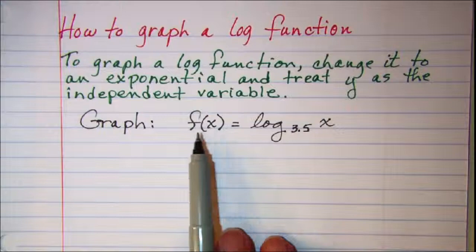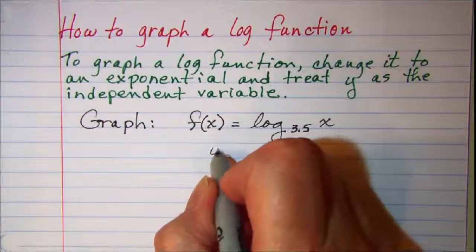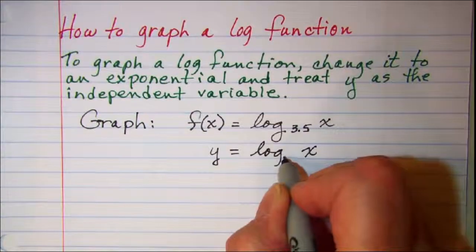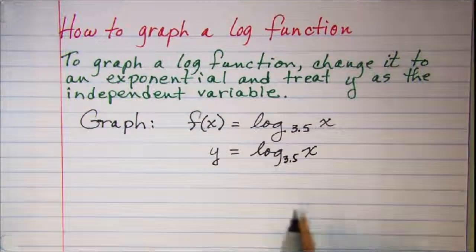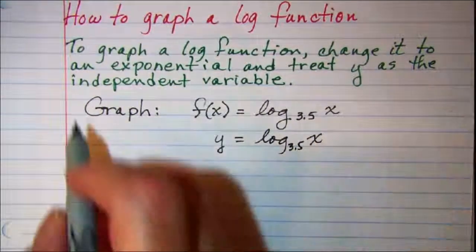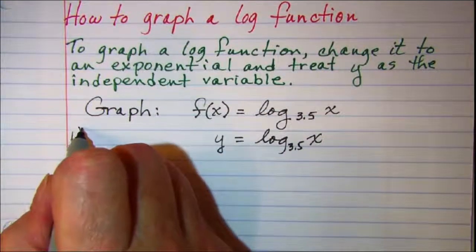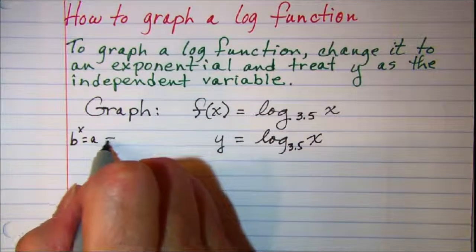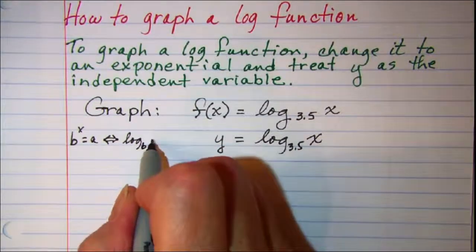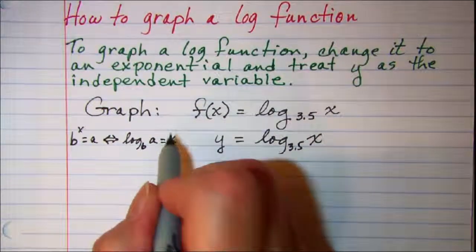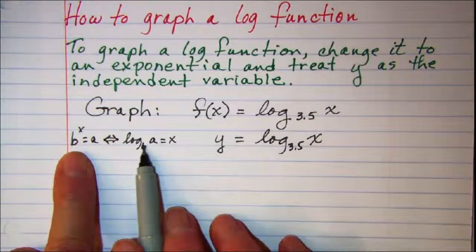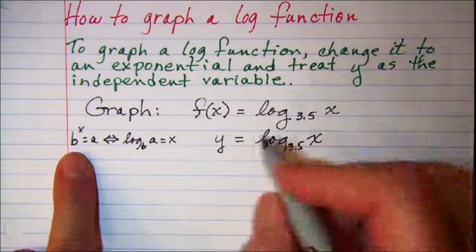Now we know that f of x is the same as y, so let's rewrite this as y equals the log of x base 3.5. Now to change this to an exponential, I need to use the idea that b to the x equals a is the same as the log base b of a equals x. So my base of my exponential is going to be the base of the logarithm, so 3.5.